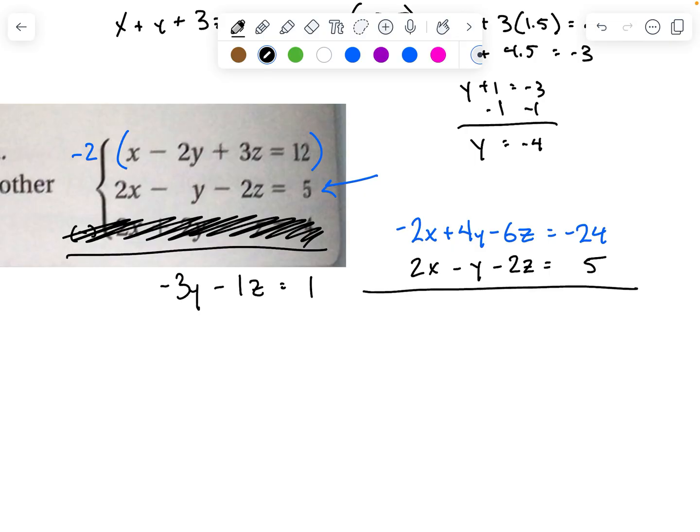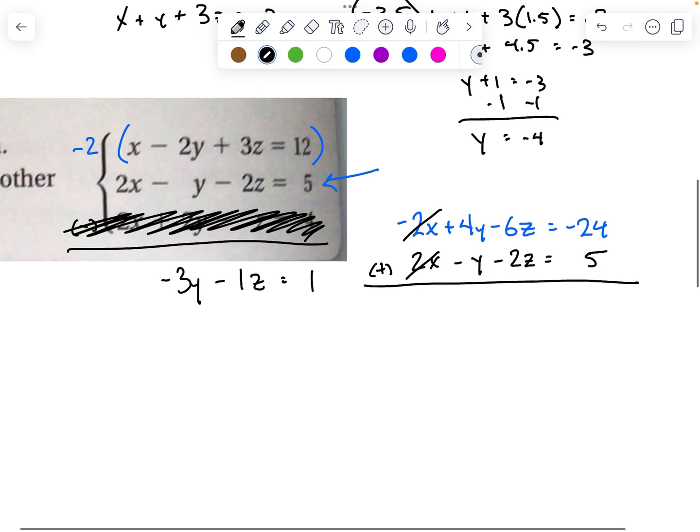Now, if I do this correctly and I add these, you're going to see these two are going to cancel, which agrees with the canceling we've already done, which means I'm doing it correctly. So the x's go away. 4y plus negative y is 3y. Negative 6z and negative 2z is negative 8z. And negative 24 plus 5 is negative 19.